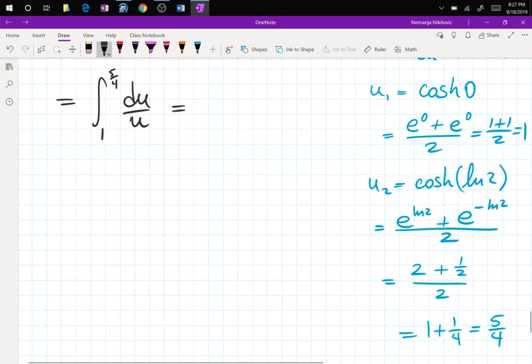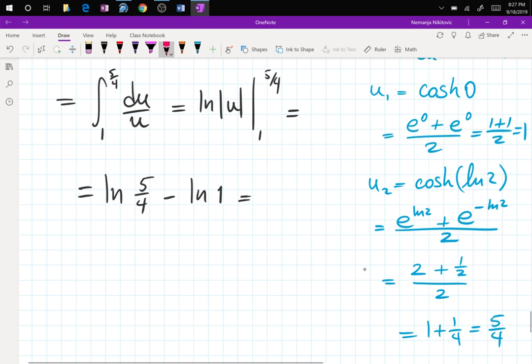What's the integral of du over u? Nice. ln absolute value u, 1 to 5 quarters. This is going to be ln of 5 quarters minus ln of 1. And how much is ln of 1? 0. Beautiful. Because ln of 1, right? It cuts through 1, so y value is 0. And the answer is ln of 5 quarters.